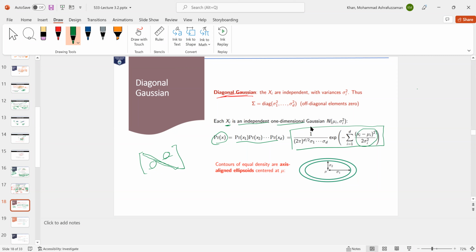Again, this is a quadratic function. We'll get a real value, and ultimately we'll have some constant times e to the power minus some real value. Ultimately, this will give us a real value, the density value. And here, because the features are independent, the contours will be axis-aligned ellipsoids. They will not be tilted because they are not correlated. They are independent.